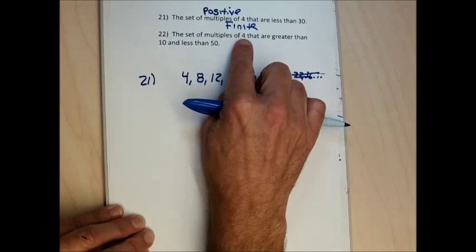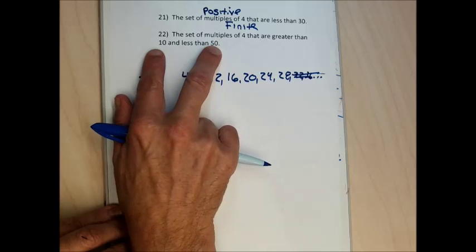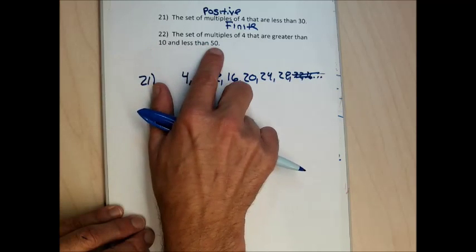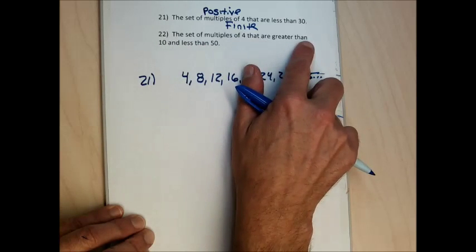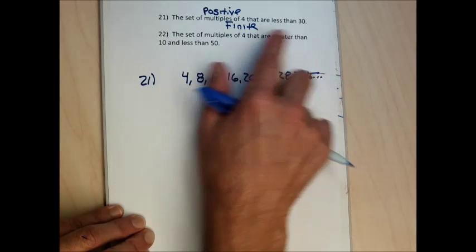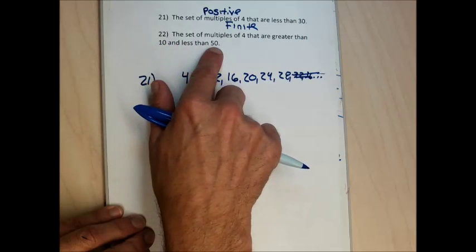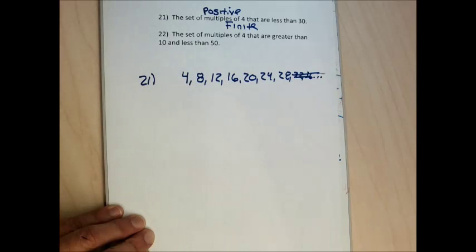Similarly, my problem 22 is also going to be a finite set. I'd only include the multiples of 4 that are greater than 10 and less than 50. Because I don't have the or equal to, I wouldn't include the 10 and wouldn't include the 50 if they were multiples of 4. But this is also going to be a finite set.